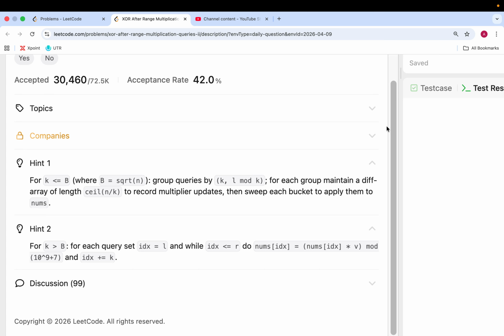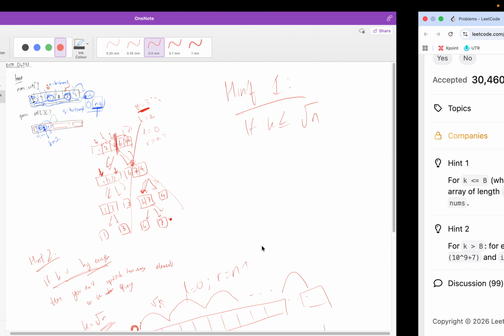Why are we modding by k? Because, yeah, no, I think that makes sense. Group the queries. The reason we mod by k, I can kind of understand why, I think.